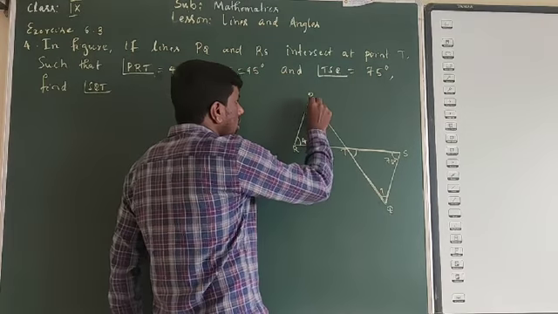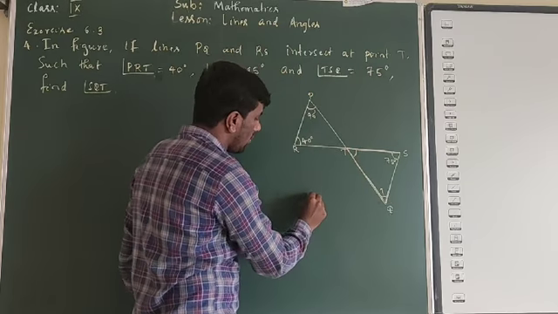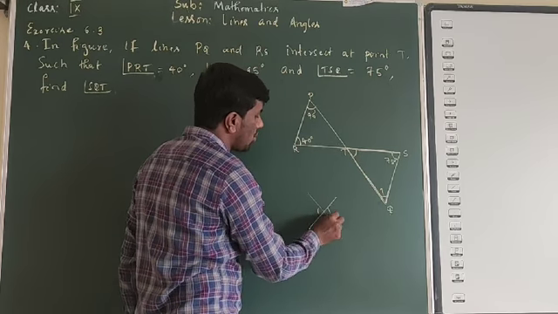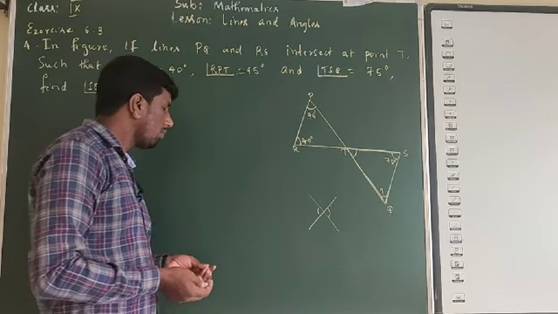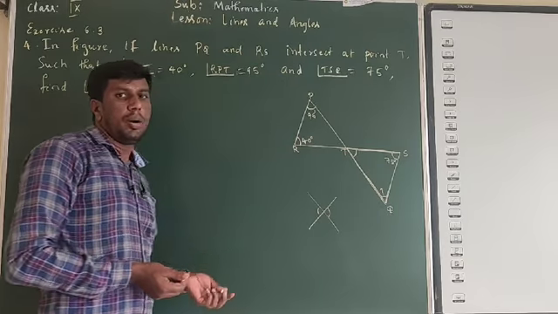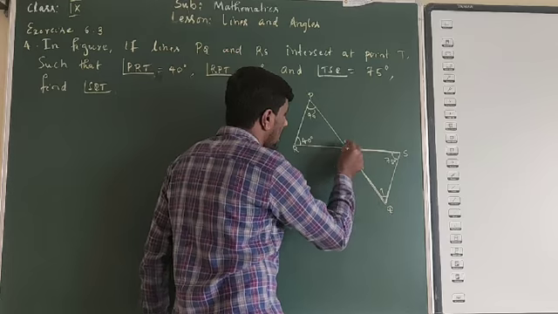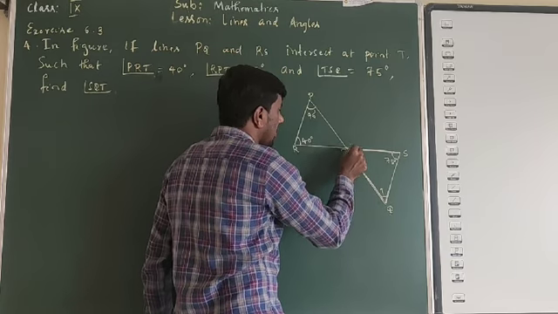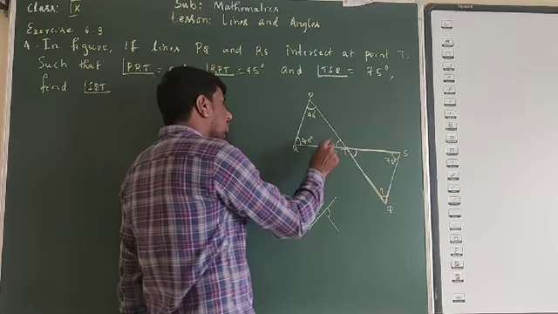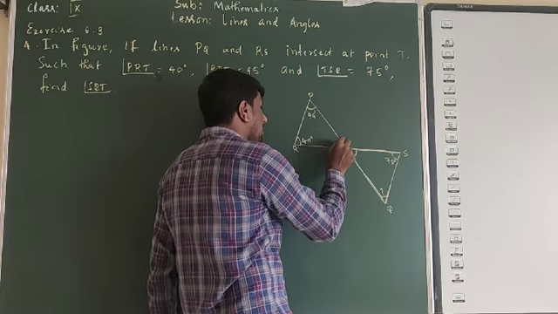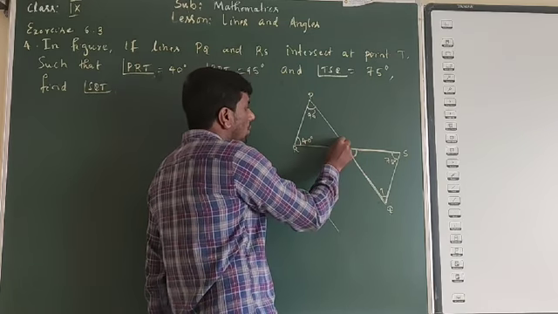See, these two lines intersect at this point. That means these two angles form. If two lines are intersecting like this, then what are these two angles? These two angles are a pair of vertically opposite angles. Similarly here also, PQ is a line, RS is another line, and both intersect at the point. So this angle must be equal to this one, right? Because these two are vertically opposite angles. So whatever angle I get here, the same angle must be here also.